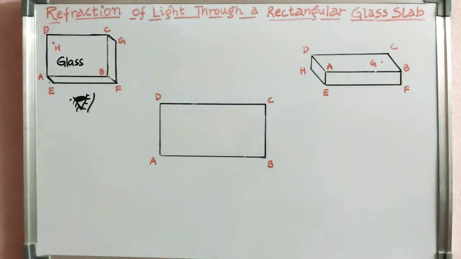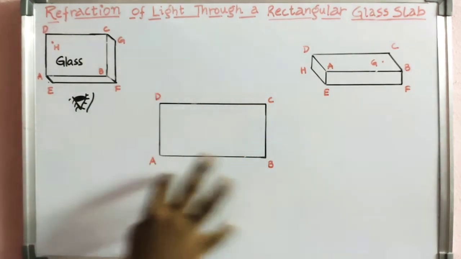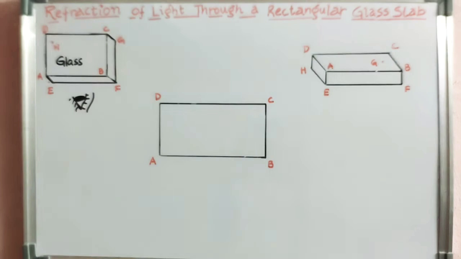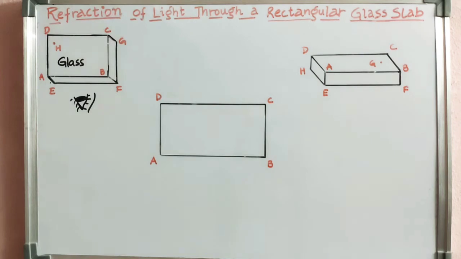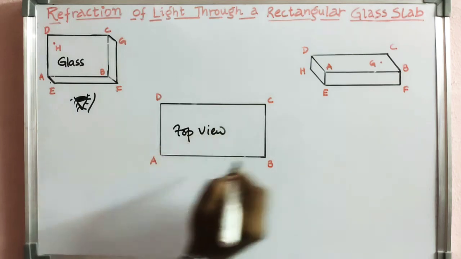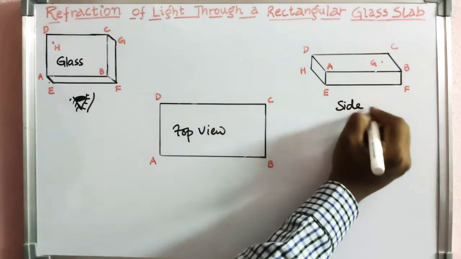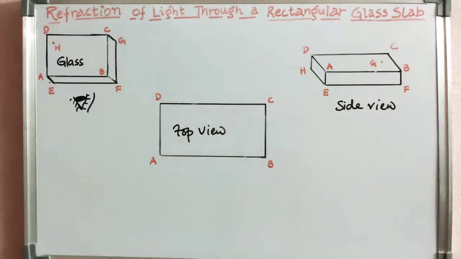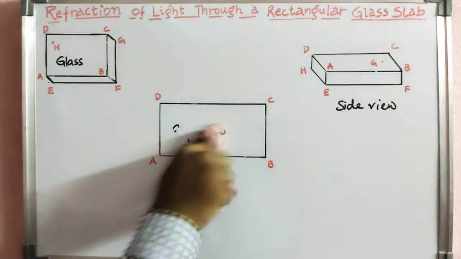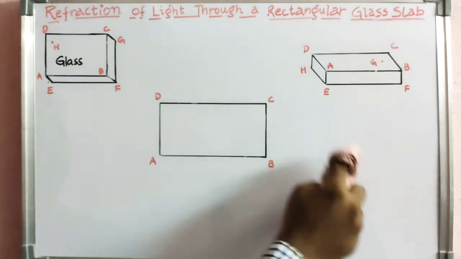So I have drawn the same glass slab: how it is going to look from the top, this figure, and how it is going to look if I see it from the side, that is this figure. Clear? So both figures belong to the same rectangular glass slab. This is the top view, and this, where I am seeing from the side, I can call the side view. Clear? I hope this is clear. Up to here it is clear. Now, when you are doing this experiment, the experiment will have a title, right?